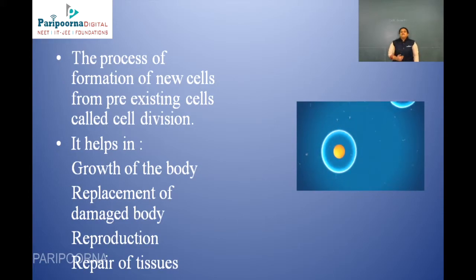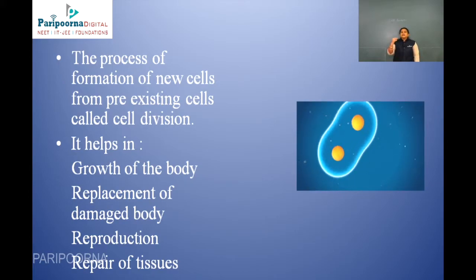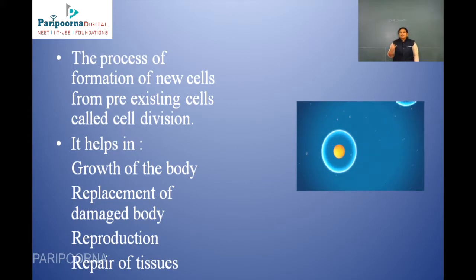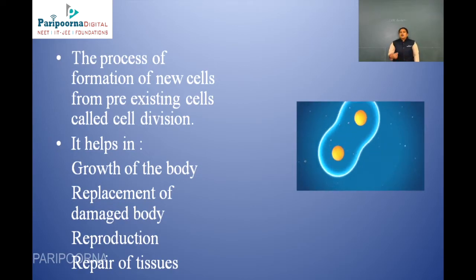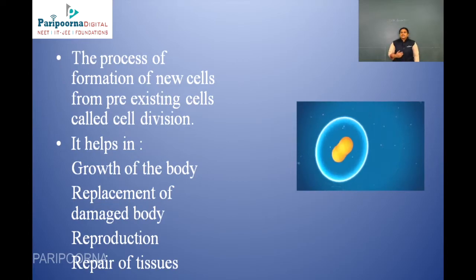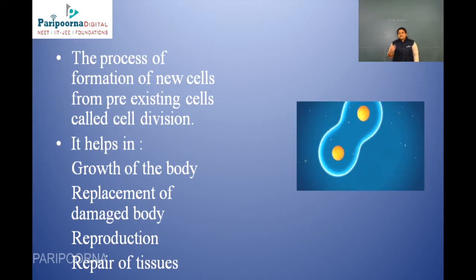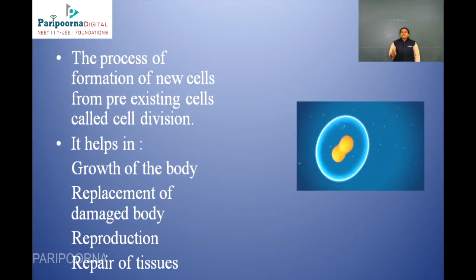So how is cell division helpful? It normally helps in the growth of the body, that is the height, from the time of birth till the time of death. It also helps in the replacement of damaged body cells, such as by a tissue injury, a small cut, or a blood-oozing injury. Then the reproduction, that is, as I mentioned before, the gametic cell division, which is responsible for the reproduction process, and finally the repair of tissues, that is for replacing the age-worn cells.